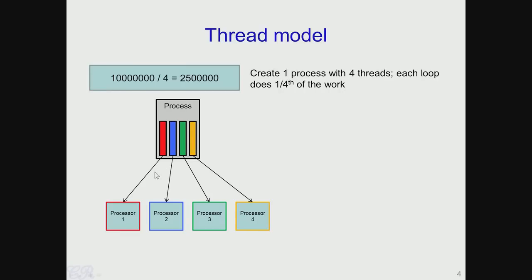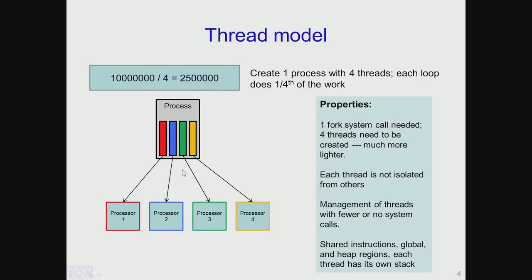So, the properties of this particular thread model of parallelization are as follows. Since we have created only one process over here, what we require is just one fork system call to create this process. Now, within this particular process, in order to create the 4 threads, we may use a library call such as pthread_create, which may or may not require system calls.